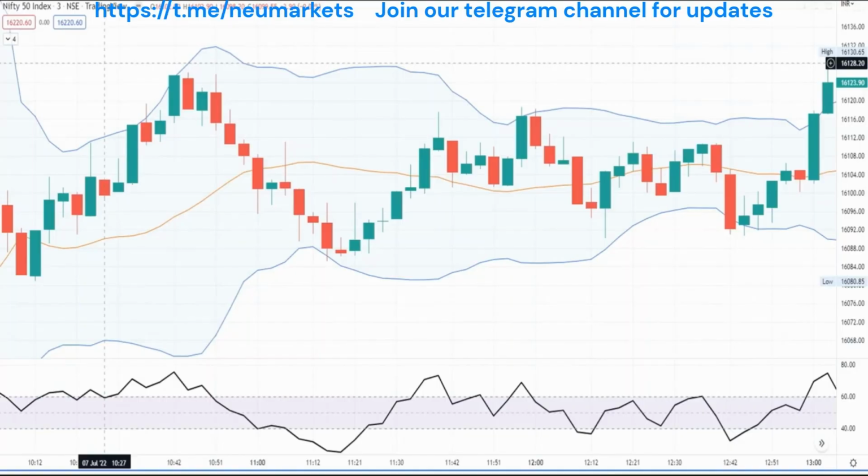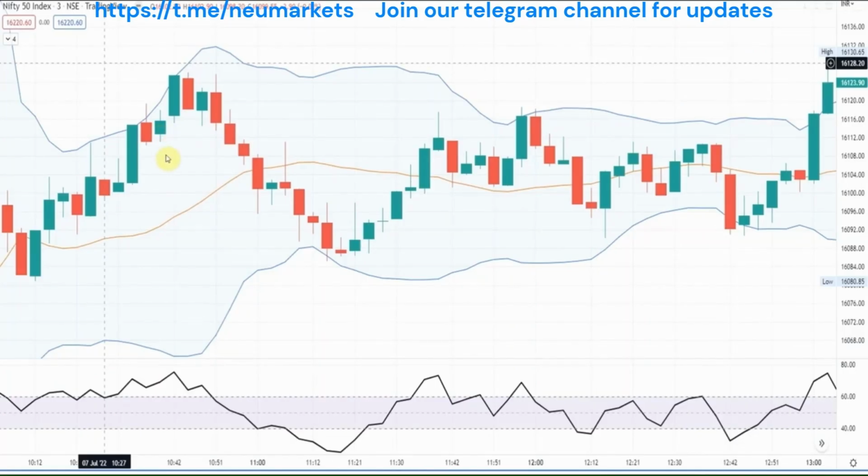For selling, we will do opposite. We will get ready when price goes above upper Bollinger Band and RSI rises above 60. We will enter into sell trade when RSI goes below 60 and a bearish candle is formed. Stop loss will be above entry candle or swing high if entry candle is small. We will keep a target of 1:1.5 risk reward. Now let's look at a couple of examples.